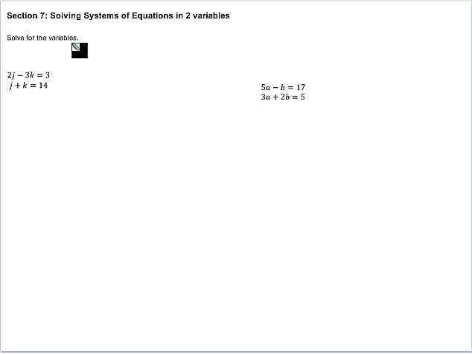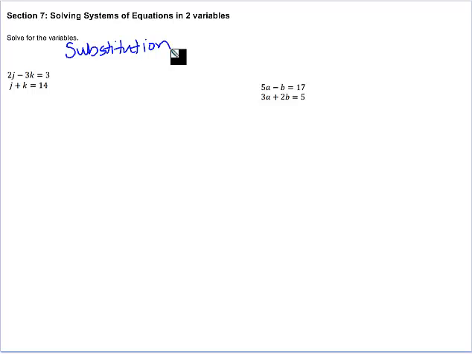This is Algebra 2, Prerequisite Skills. We will be solving systems of equations in two variables. There are two methods to do this. We are going to be solving for the variables. We should get two solutions. And we are going to start off by doing the substitution method.